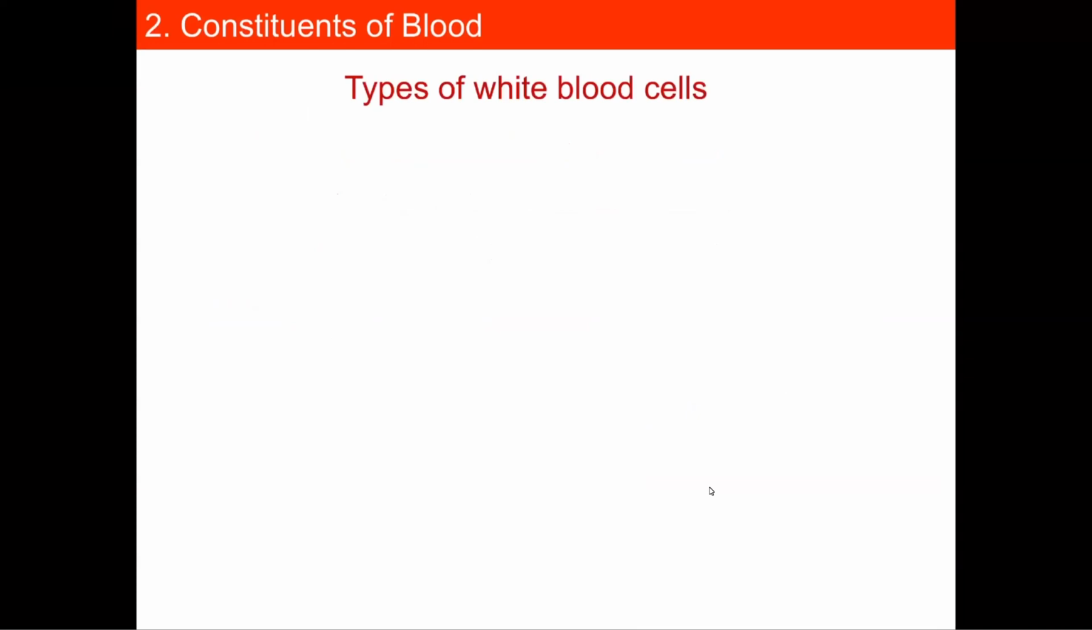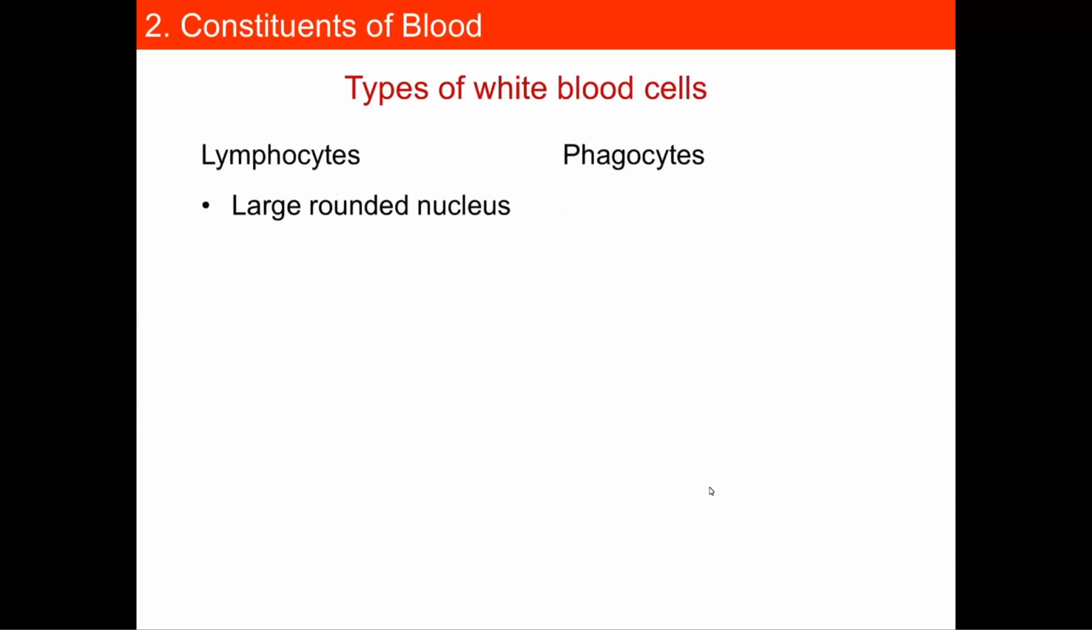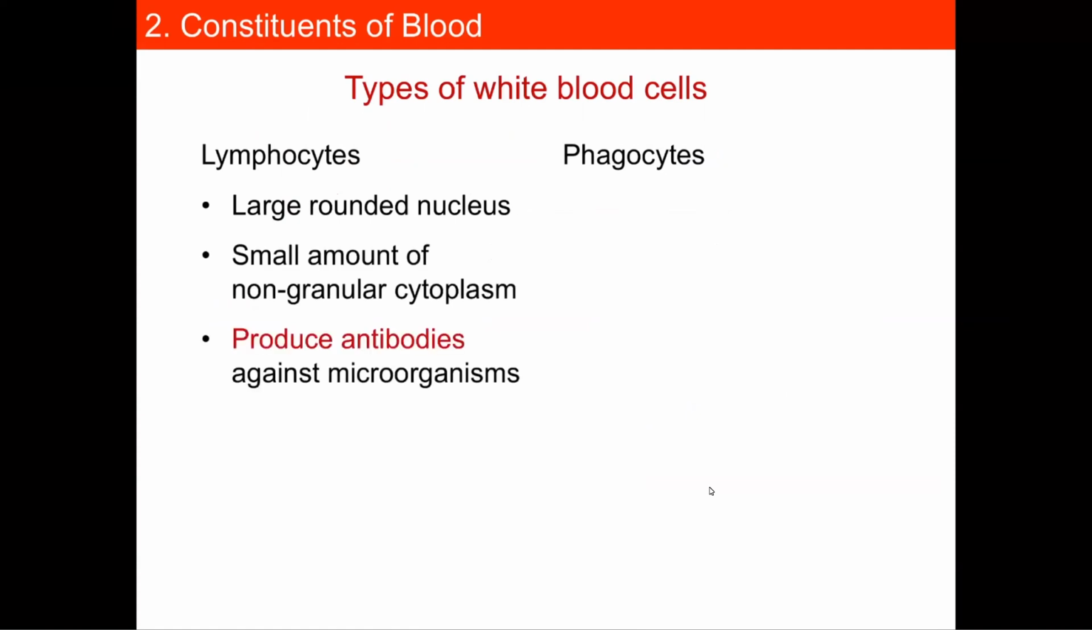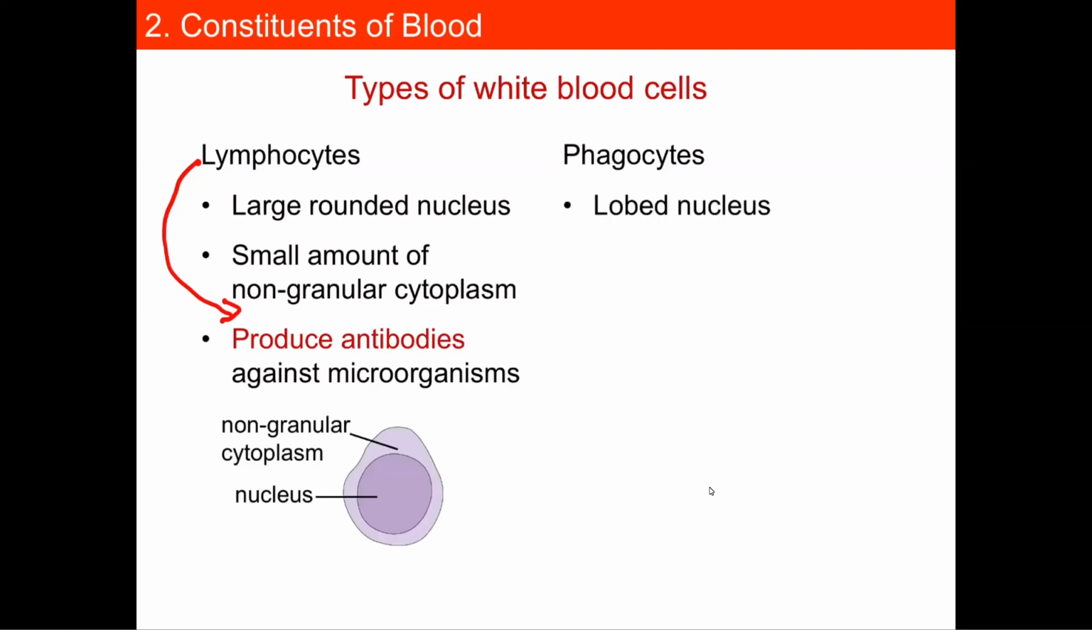Okay, then of course we have your different types of white blood cells. You have your lymphocytes and your phagocytes. So basically this is just outlining the different types of white blood cells. Your lymphocytes have a large rounded nucleus and a small amount of non-granular cytoplasm, and produce antibodies against microorganisms. So your lymphocytes' main role is to produce antibodies. Remember I said earlier, antibodies are proteins which we use to combat microorganisms that have invaded our body, right? The non-granular cytoplasm is not important for you to know so much. So this is how it looks.